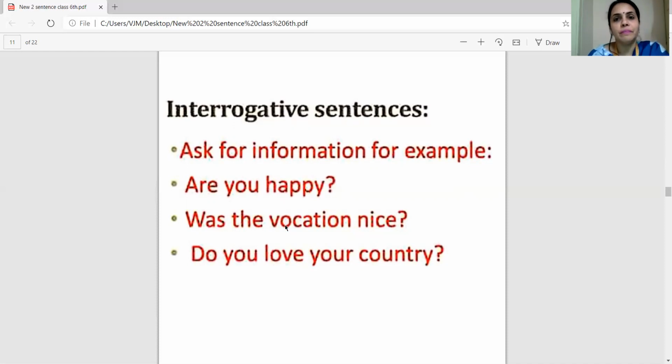I hope, children, you have got an idea about how interrogative sentences are made, what are its types, what are its forms, right?